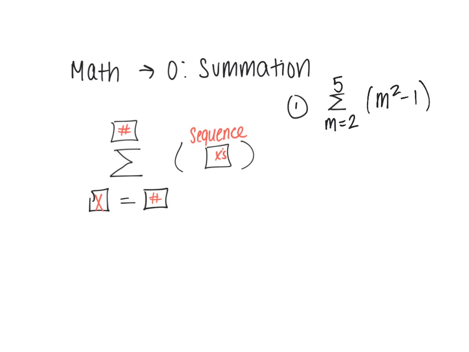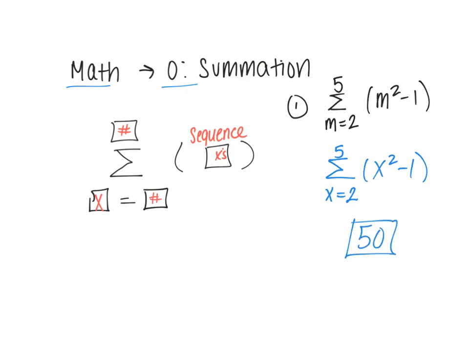So how you're just going to type this into the calculator is you'll hit math and 0 to get the sum. And instead of m, you're just going to put x. So you'll put x equals 2 to 5. And in here, you'll just put x squared minus 1. And you should get your answer of 50. If you have any questions on this, please let us know. But that is a nice way to check your answers.